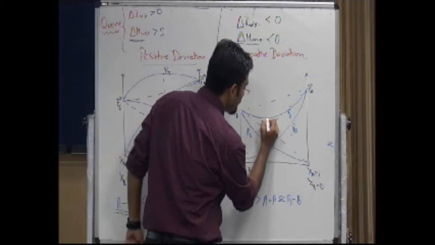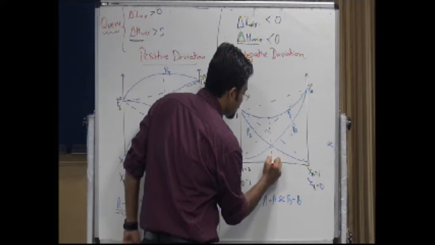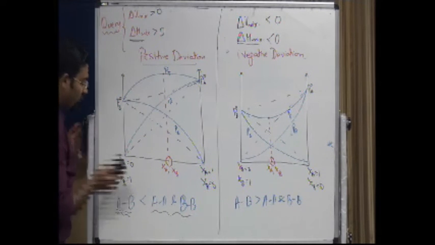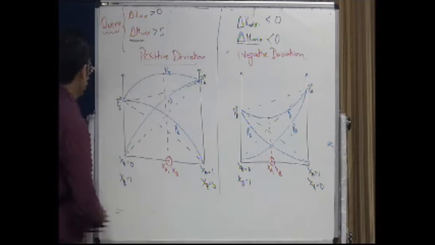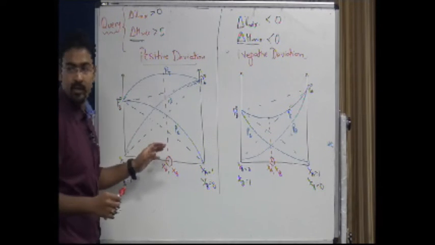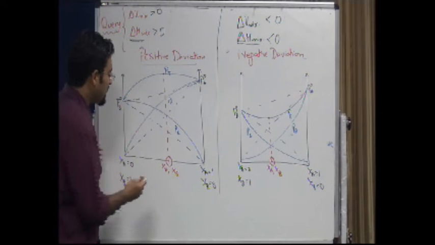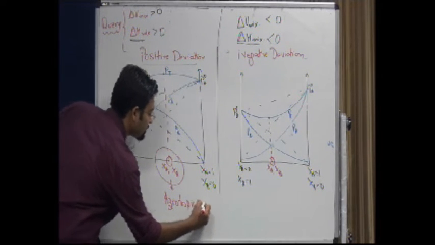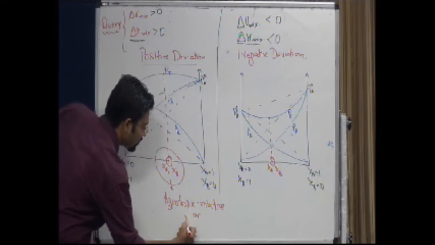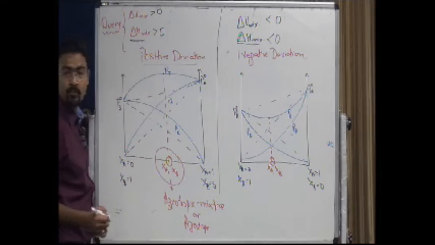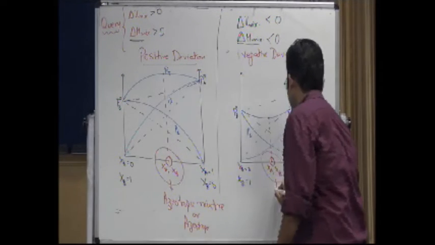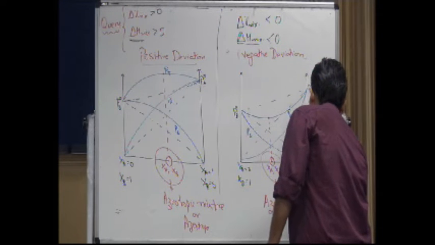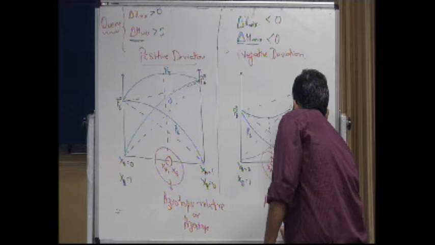Which curve? PT, total pressure. Let's assume this is the minimum point. This is XA and XB. Now, in the case of a non-ideal solution, these minima and maxima result in a very specific case. What is the specific case? This composition results in the formation of an azeotropic mixture or azeotrope. This composition also forms an azeotropic mixture or azeotrope.